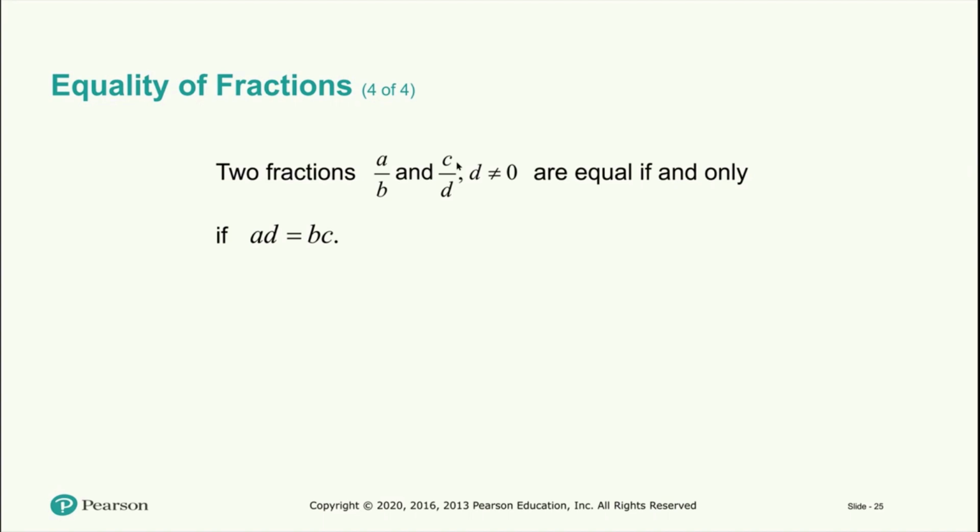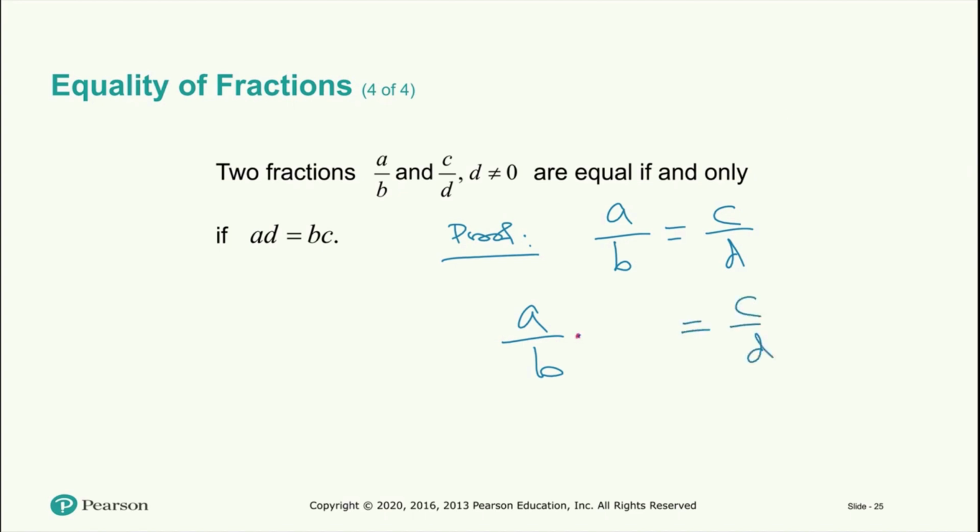So we start with A over B. So here's a rough proof, okay? If A over B equals C over D, notice that the least common denominator here would be BD. So if we multiply both sides by that LCD, which we can do. We already know that as a property of equality: if A equals B, then A times C equals B times C. Multiply both sides of the equation by the same number and you don't alter the truth of the equation.